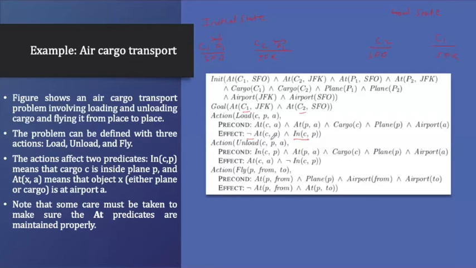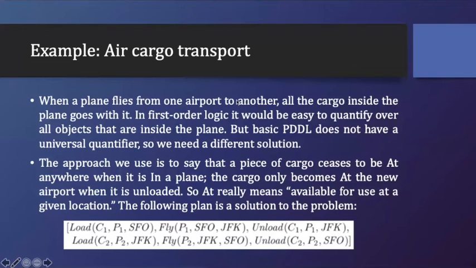So we understood this. Now, what is our goal? A goal is to fly cargo C1 from San Francisco to JFK, and from JFK cargo 2 to San Francisco, right? So what are the actions that I should perform? So the first action will be, we have to load, what we have to load?